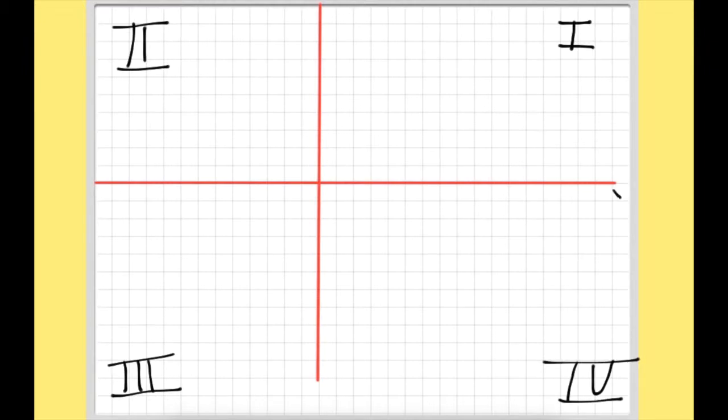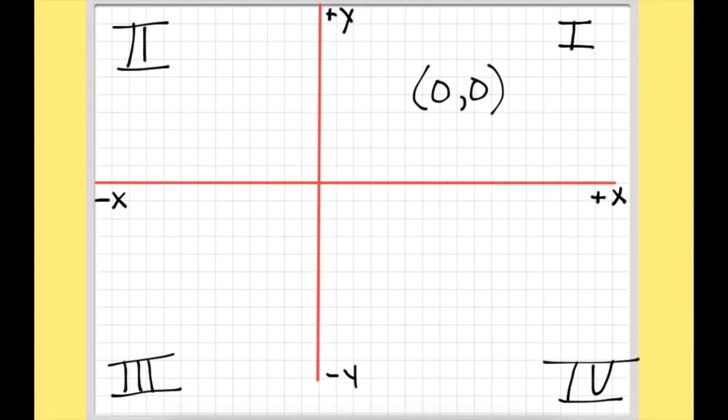Generically, we label this line the x-axis, with the right being the positive direction and the left being the negative direction. And our vertical line is the y-axis, with up being the positive direction and down being the negative direction. So when we're given coordinates, we work based on that.